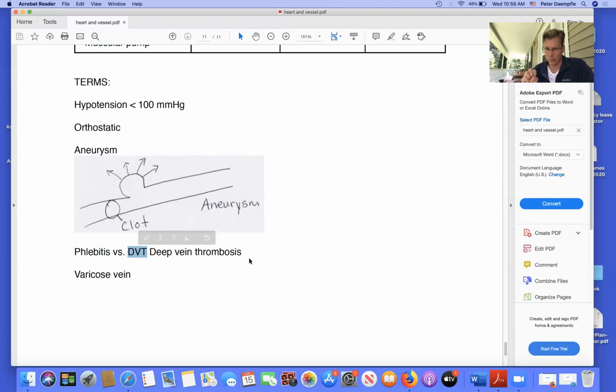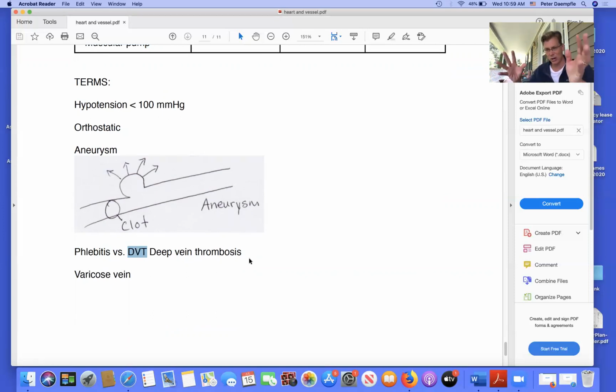a clot in an unbroken vessel, usually in the back of the leg, popliteal area, maybe femoral, but the back of the leg, often the lower leg. Deep vein thrombosis happens often in elderly people. It's associated with birth control pills. It's also associated with sitting too long on a plane.